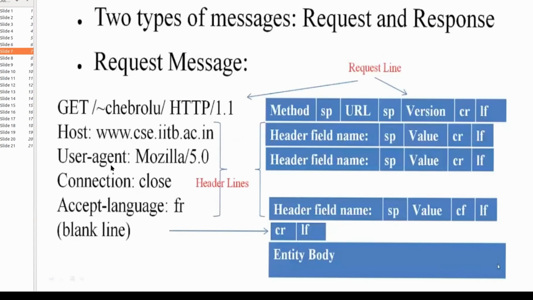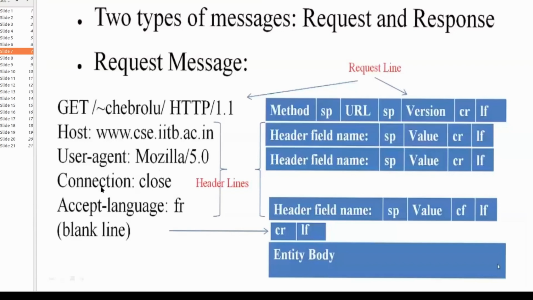Another important header is user agent. User agent is Mozilla 5.0. That means whenever you are sending a request, whatever browser you are using, that information is sent to the server through the user agent header field. Internally it is going without your knowledge.